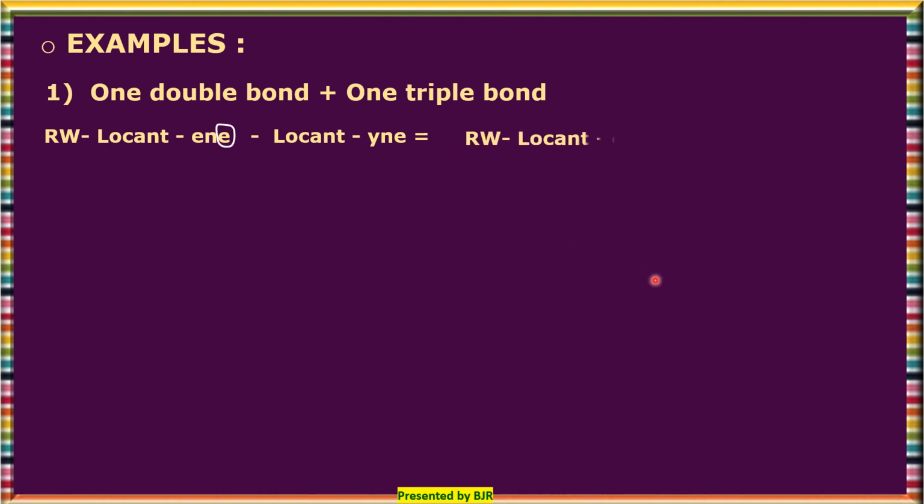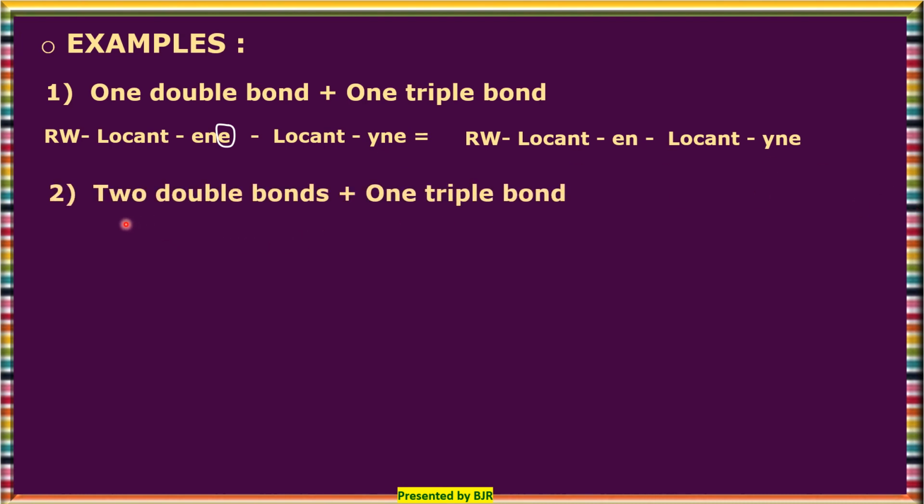So, root word, locant, en, locant, yne, because here I have dropped E. Why? Because it is followed by the suffix Y.